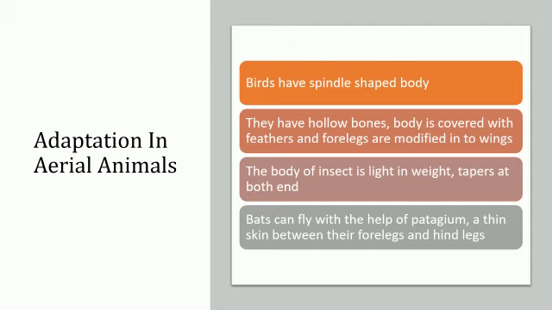Bones are hollow, body is covered with feathers and forelegs are converted into wings. Their body is light in weight. The body of insects is also light in weight, and they can walk with their 6 stick-like legs. And bats can fly with the help of patagium, a thin skin between forelegs and hind legs.